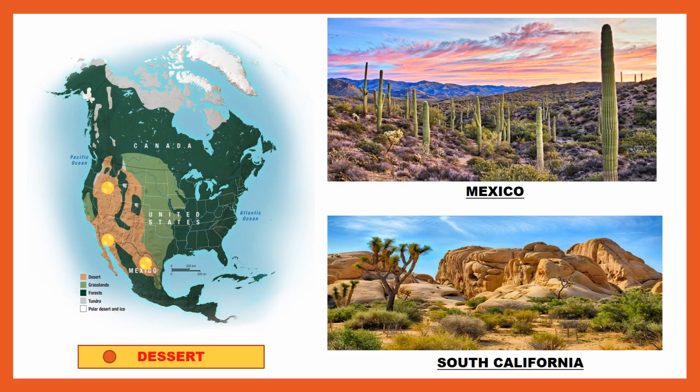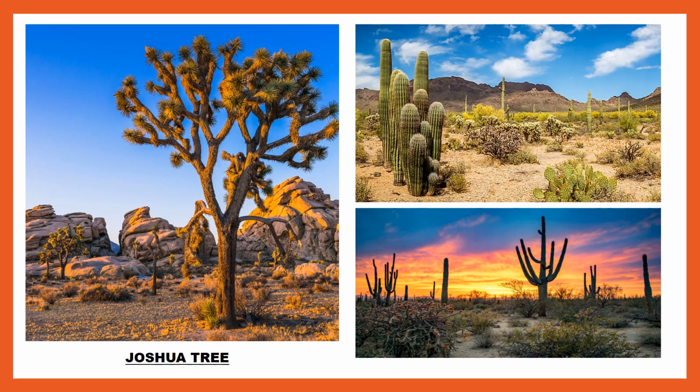Different varieties of cactus and thorny bushes are common here. Children, different types of cactus and thorny bushes are very common in the region of South California, Mexico, and Arizona. But the typical example of cactus is the Joshua tree, which is mostly found in the desert of California. Here on the screen, you can see the picture of Joshua tree, which is a very popular cactus, and desert nights are called winters of deserts.